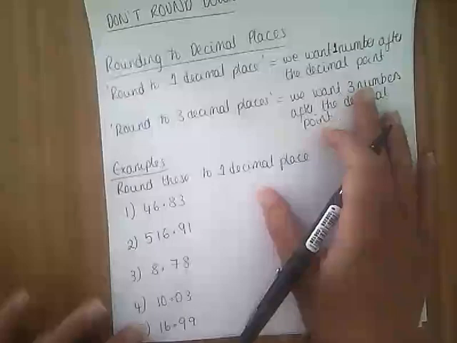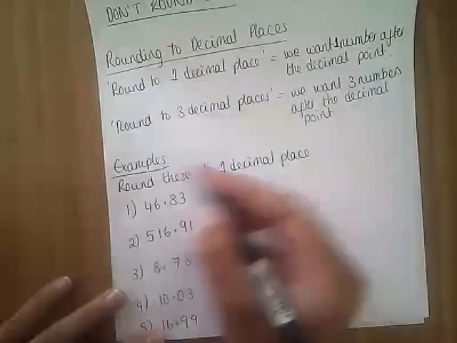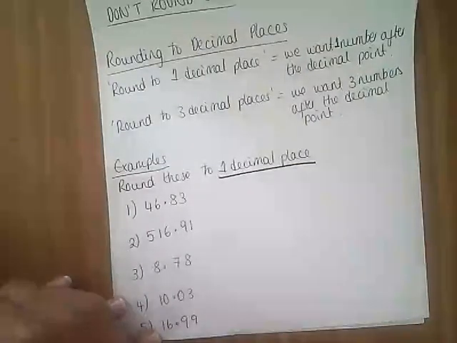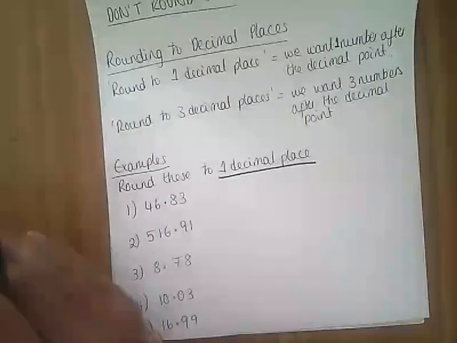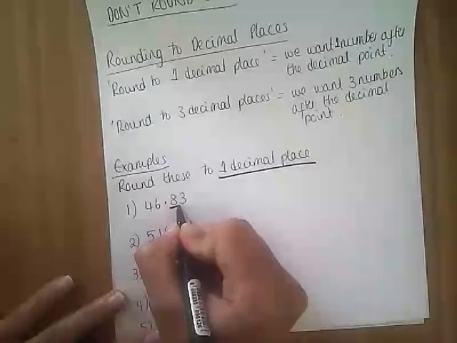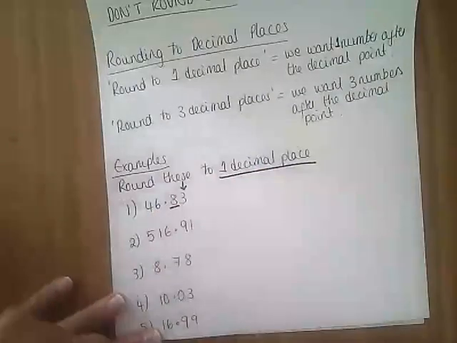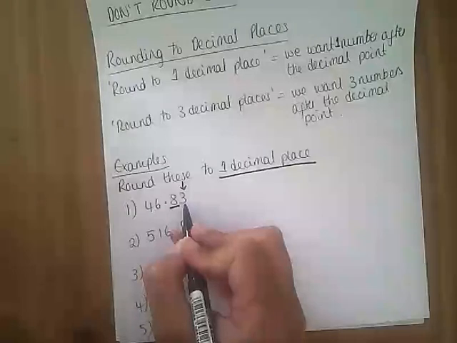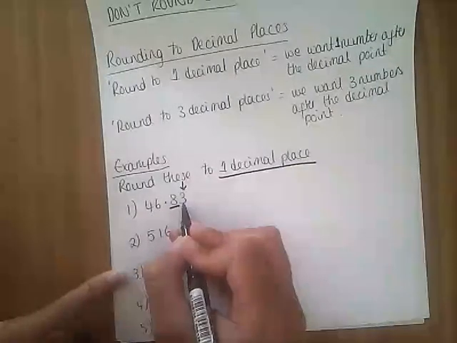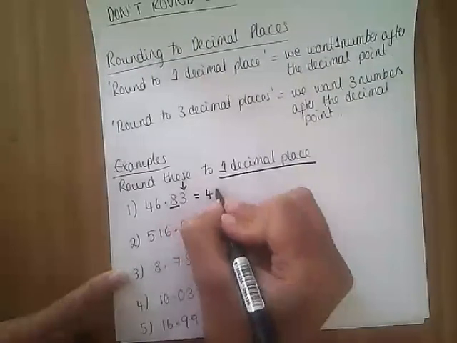This is asking us to round these numbers to 1 decimal place. Now this is how I would like you to do it. If it wants you to round to 1 decimal place, I want you to underline the first decimal place, so the first number after the decimal point. So here is our first number after the decimal point. We then look at the number next door. If this number next door is 5 or more, this rounds up. If it's not, it stays the same. So as that is not 5 or more, that stays as an 8. These numbers don't change, so it's 46.8.